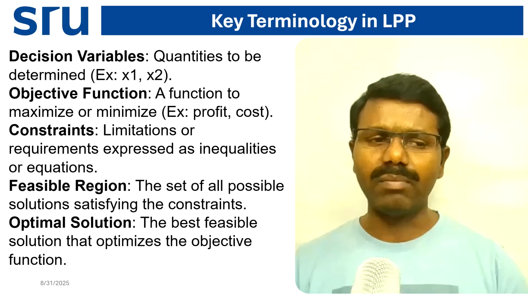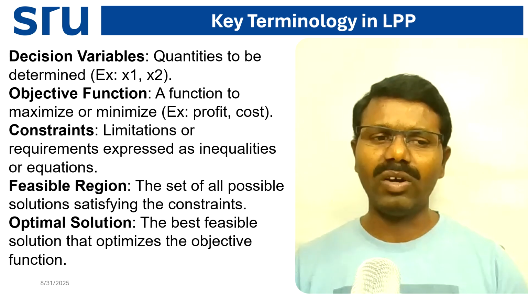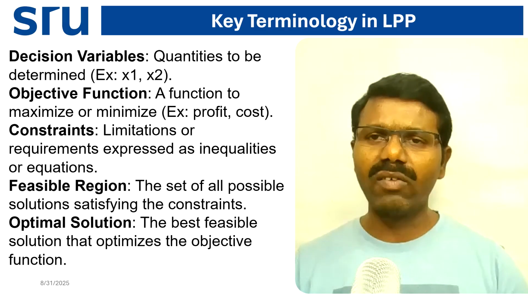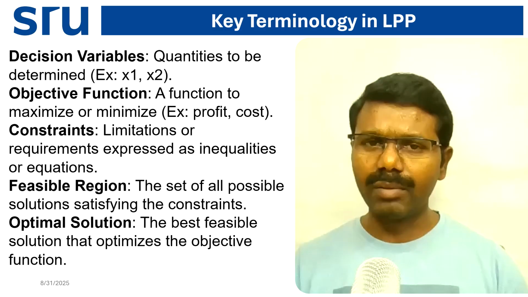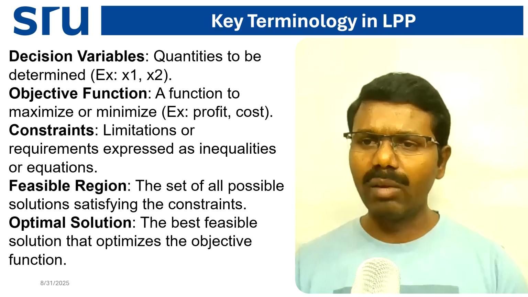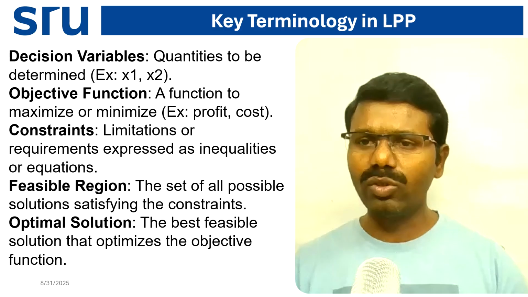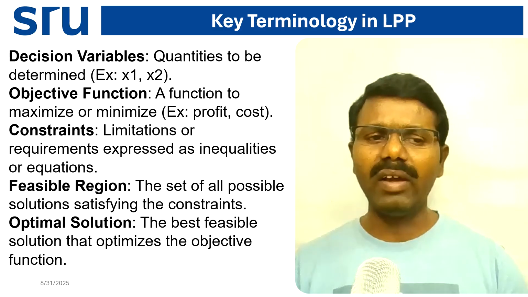This is the second one. The next one is the constraints. What are the limitations in the problem? What are the requirements expressed as inequalities or equations? These things we need to understand. In the previous problem also, they gave some limitations on the raw material, for product A and B. So there are two things. Our time is also given. That is nothing but the constraints.